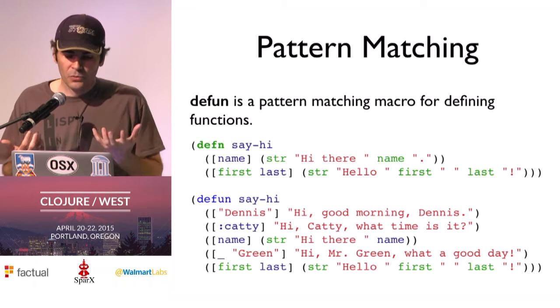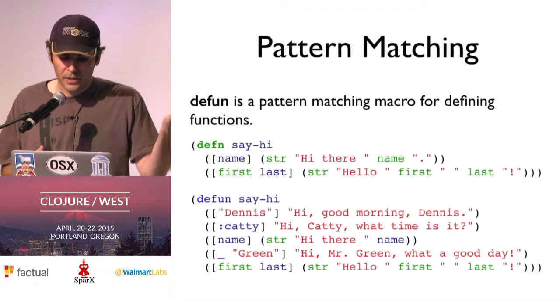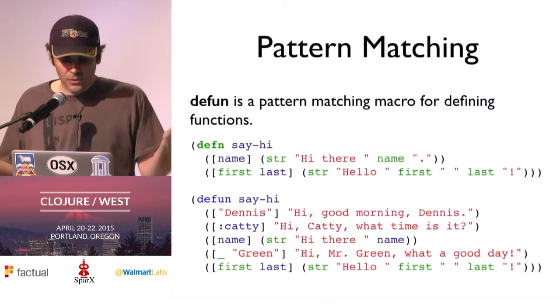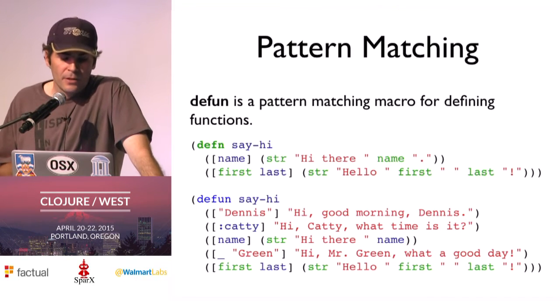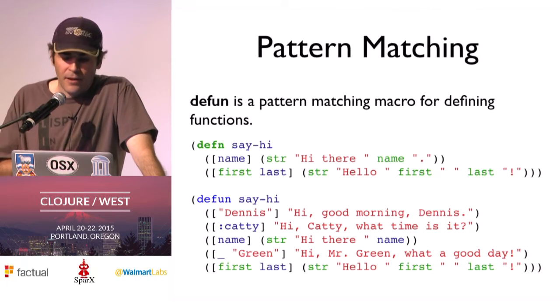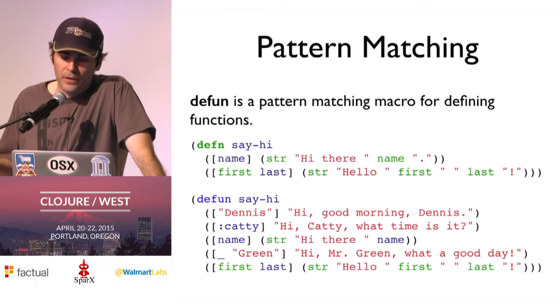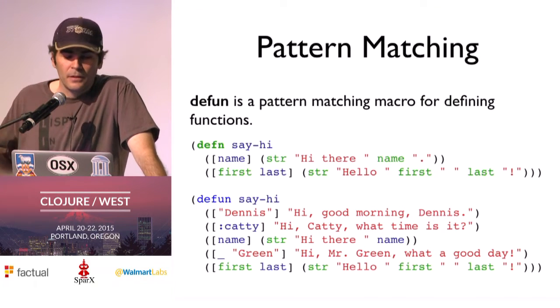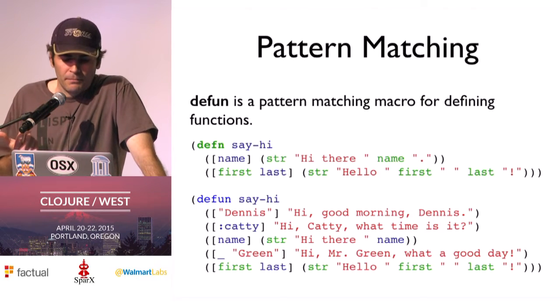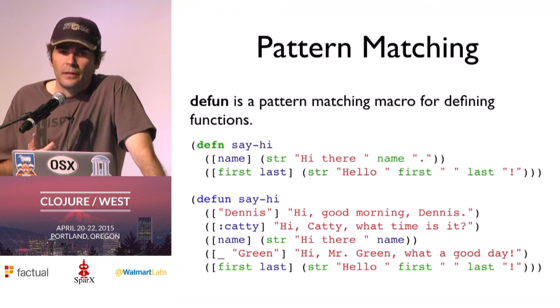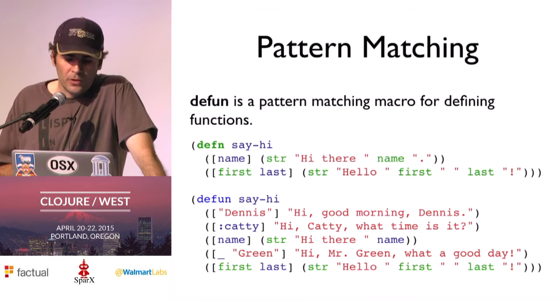And these are the same patterns we saw in core.match. So we have literals like strings like Dennis. We can have keywords like :caddy. We can have variables that get bound like name in the third pattern. We can have the underbar to say we don't care about what the value is, match on it, but we don't need it bound. And syntactically it looks just like argument arity overloading.